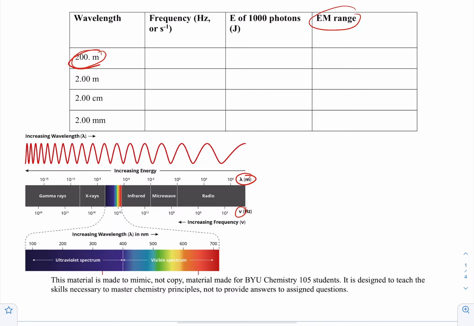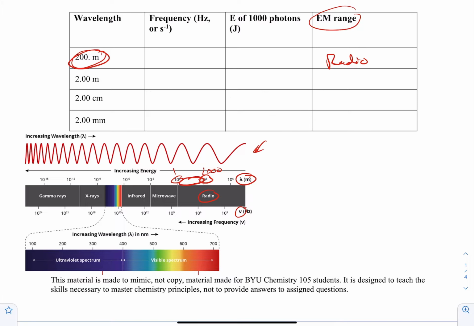Okay, I'm at 200. Here's times 10 to the 3. That's 1,000. And here's times 10 to the 0. That's 1. So 1 and 1,000. So it's going to fall somewhere within this range. So I'm going to call this radio. Okay, and you will be given something like this on the test. You don't have to memorize the spectrum, so please don't.